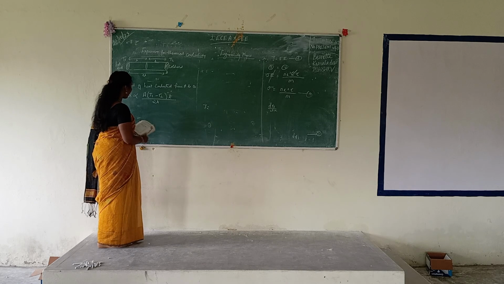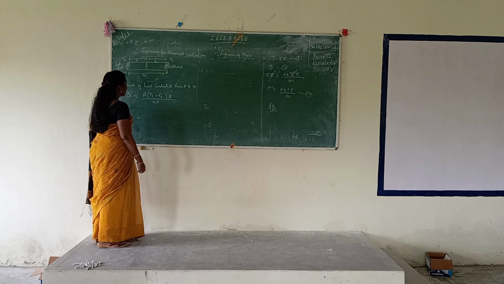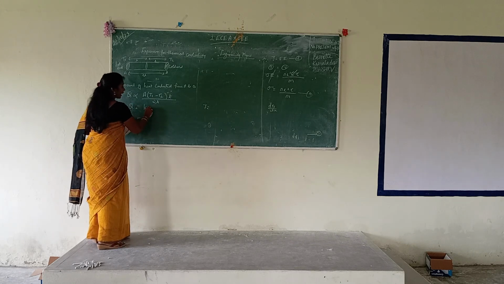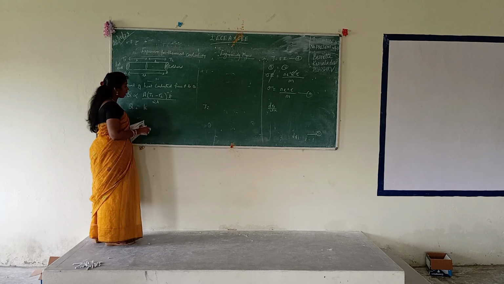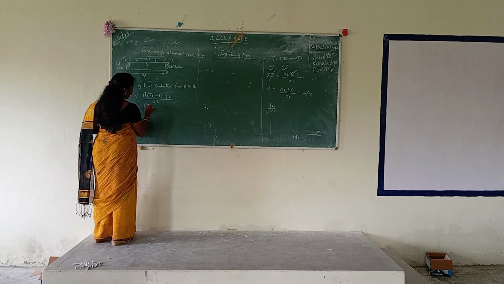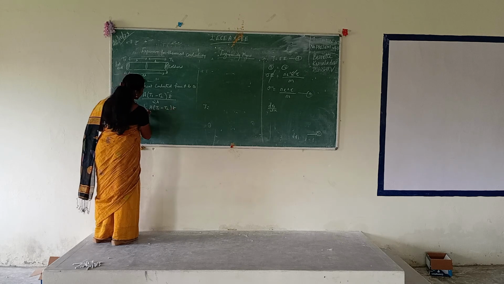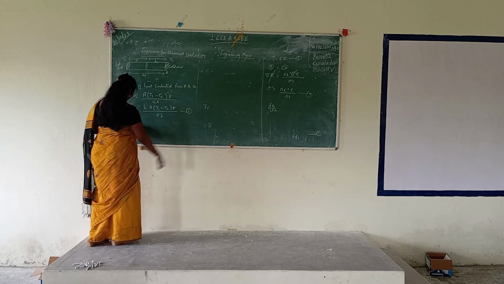This 2 lambda is the mean free path, the distance that we should mention. Now Q is equal to K, where K is the thermal conductivity, the coefficient of thermal conductivity, the constant of proportionality. So Q equals K into A, T1 minus T2, into t, divided by 2 lambda. This is the first equation.